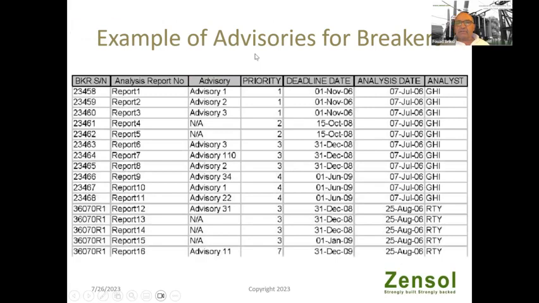Example of advisories for breakers. Here you can see the serial number of the breakers, the report, the identification of the advisory, the deadline date, the priority, if it's urgent or not, the analysis of the data, and who has done the analysis.